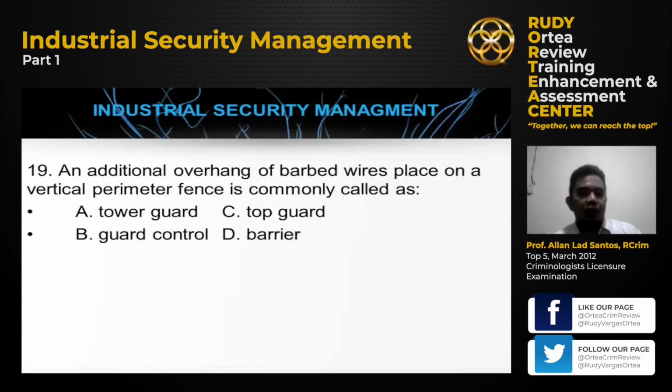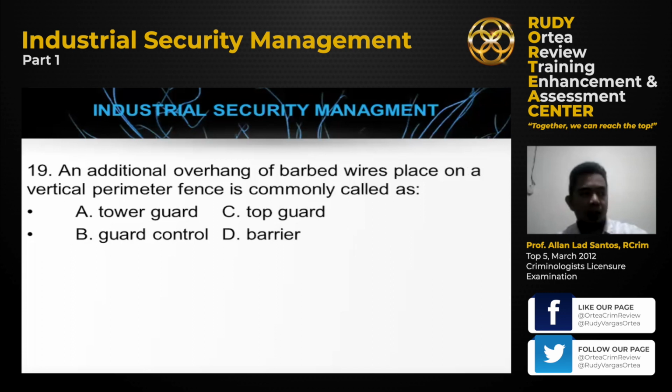Okay, guys, let us now proceed to number 19. This is a basic question. An additional overhang of barbed wires placed on the top of the vertical perimeter fence, commonly called as, tama si John, tama si Mark. Top guard. Hindi yung barrier.